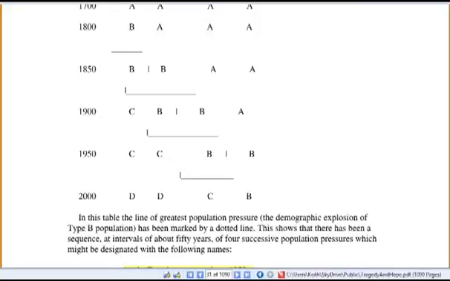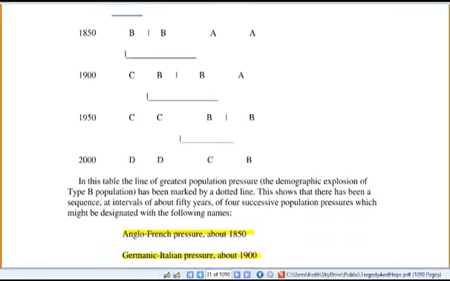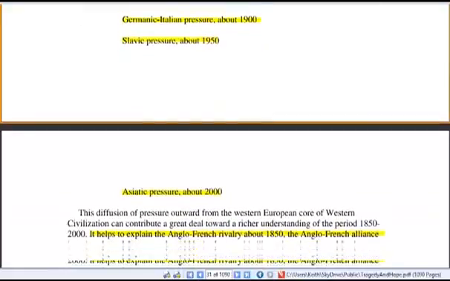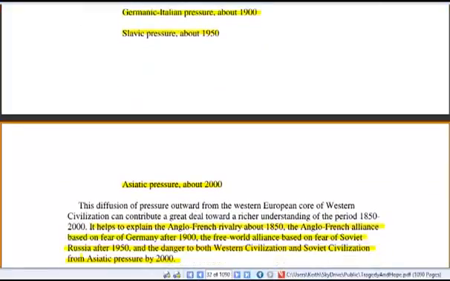In this table, the line of greatest population pressure, the demographic explosion of type B population, has been marked by a dotted line. This shows that there has been a sequence, at intervals of about 50 years, of four successive population pressures which might be designated with the following names. Anglo-French pressure, about 1850. Germanic-Italian pressure, about 1900. Slavic pressure, about 1950. Asiatic pressure, about 2000.